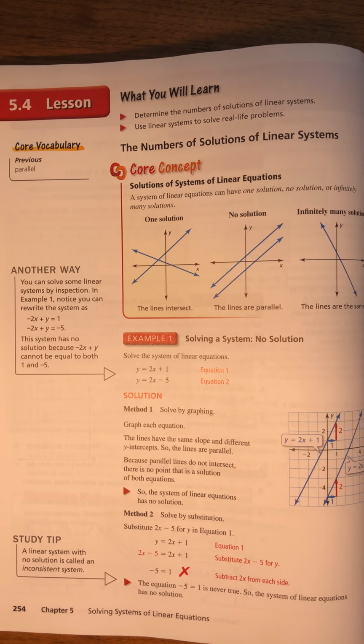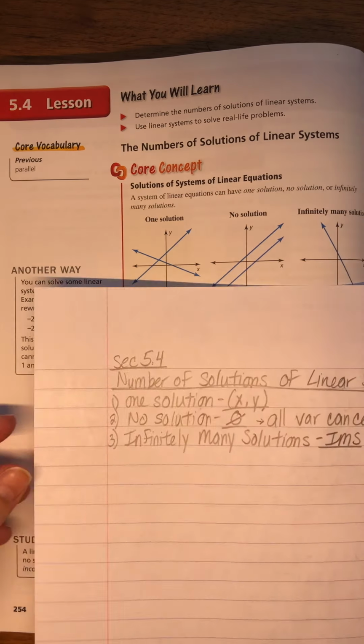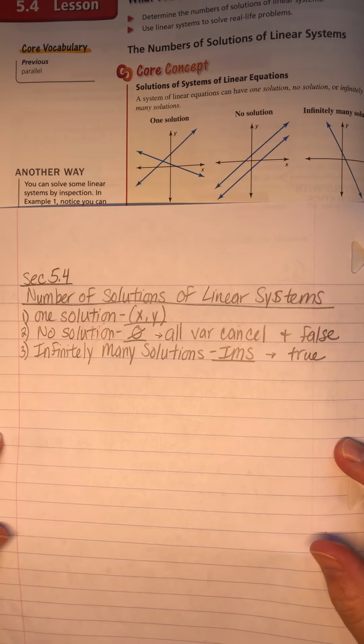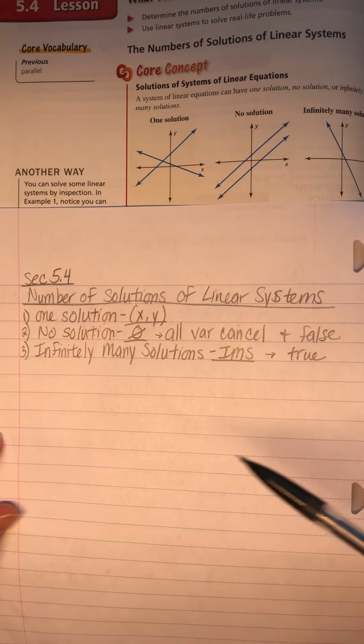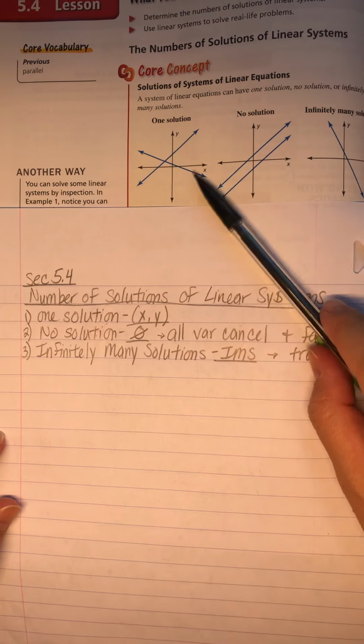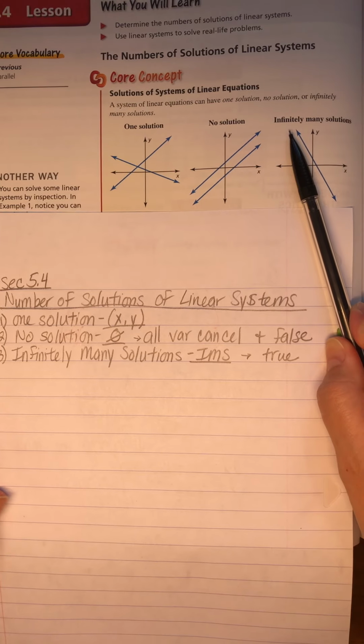We're going to look at section 5.4 and we're still looking at solving systems of equations, but we've learned all the methods of solving. What we were going to talk about in this section is the number of possible solutions that we can get. So I wrote down some notes here to go along with this visual diagram, and it might be helpful for you to write this down, so I would pause the video and copy down what I have written here. So the possible number of solutions are one solution, no solution, and infinitely many solutions.